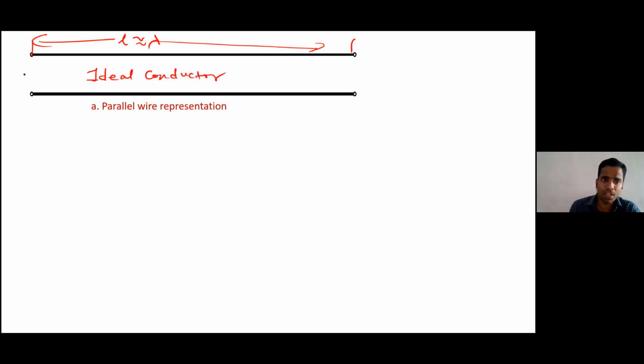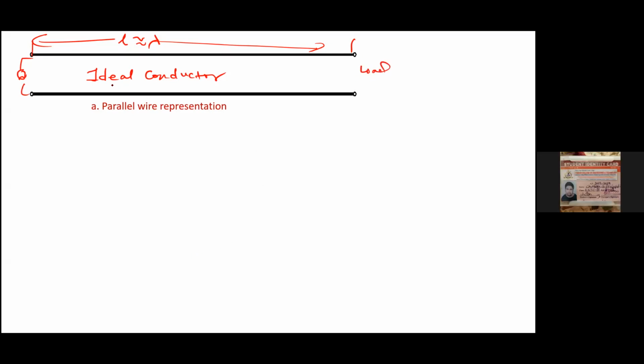Now whatever voltage I give here, will I get the same thing here at the load? Yes, right? Because it's an ideal conductor, fine. Whatever voltage I give, I should get the same voltage here. There should not be any drop, right? Everyone agrees?